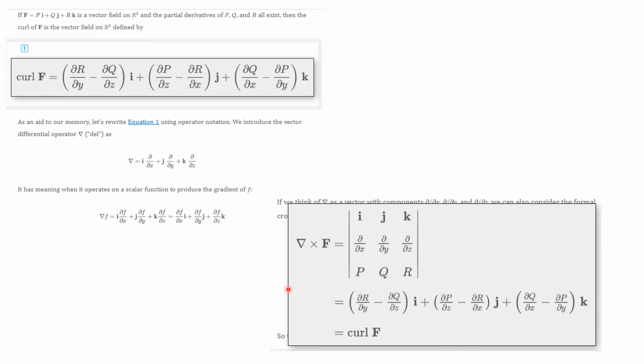So you see that del cross F is a wonderful way to remember the definition of the curl of F, and is a great way to compute it.